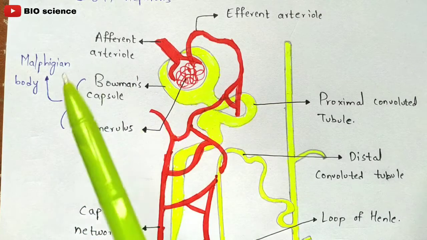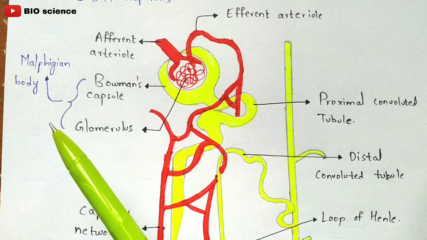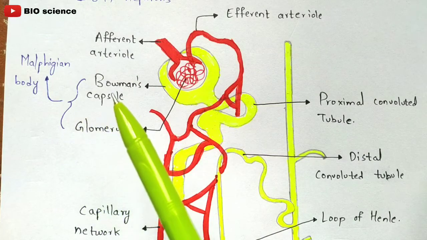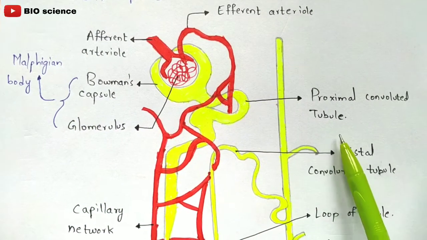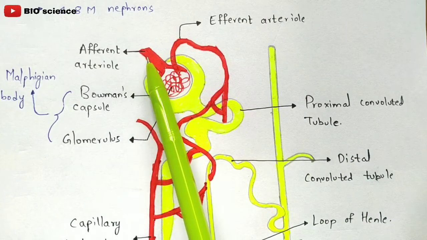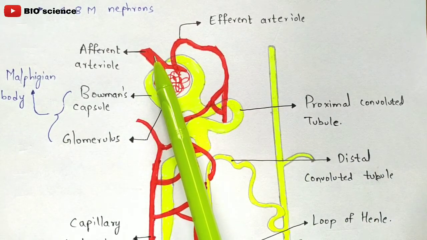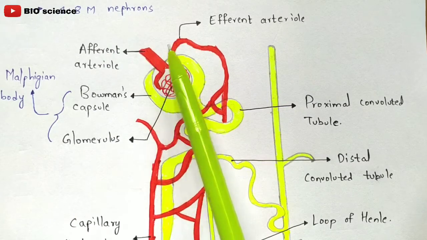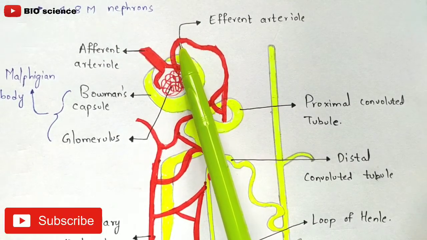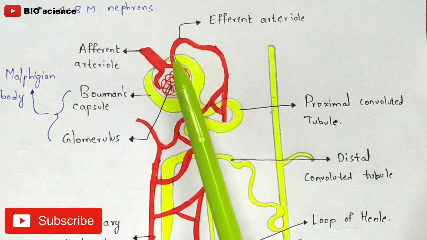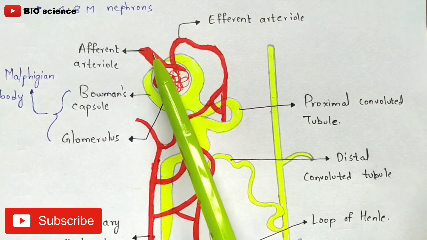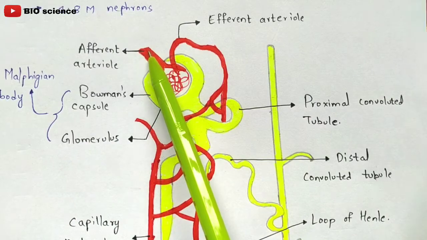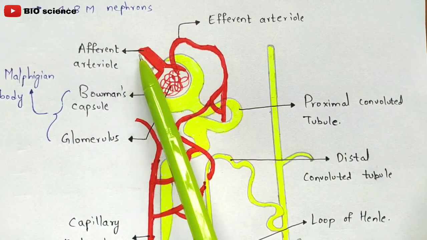So this is about the Malpighian body, and there is more you have to know about it. See here. Normally the blood capillary is very thin, or you can say very narrow. But here this vessel is very broad, and this region is called the afferent arteriole.